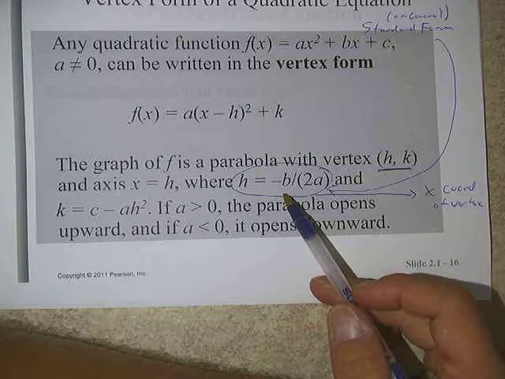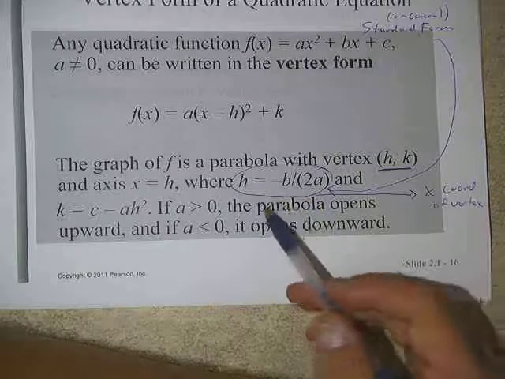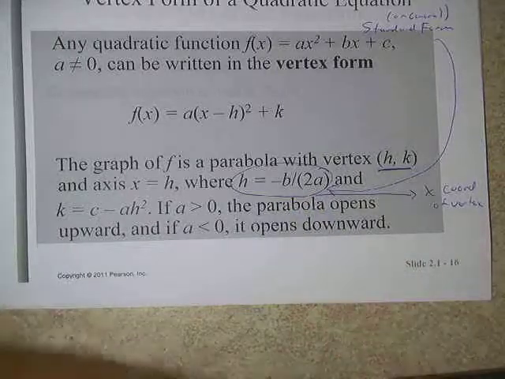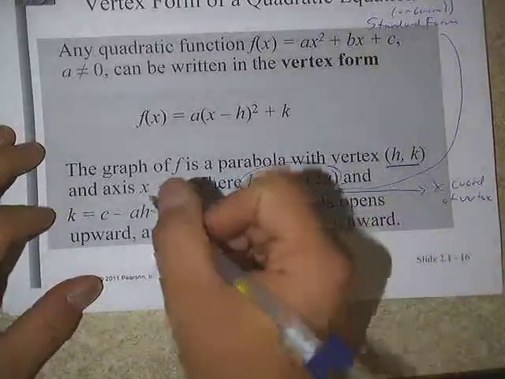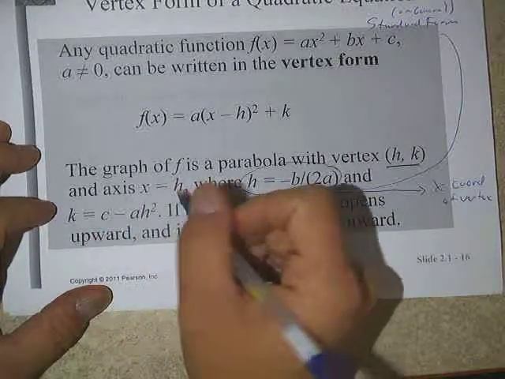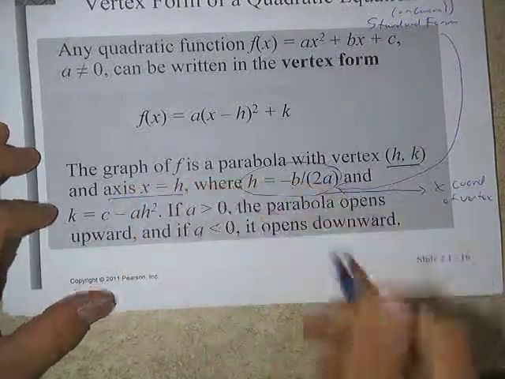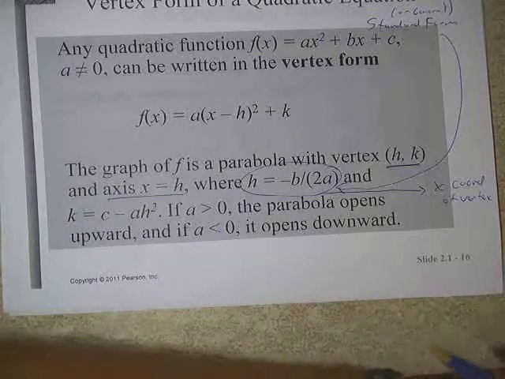Okay. So when we're in vertex form, we can see the vertex right from there. We don't need to do any work at all. But if we're in standard form, then we need to find the vertex by figuring out negative b divided by 2a and determine what that is.